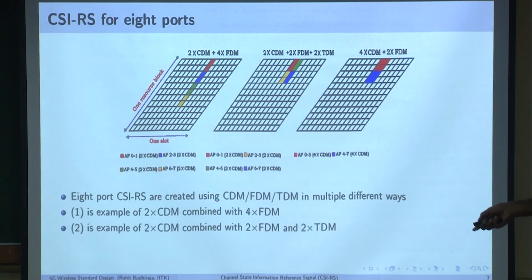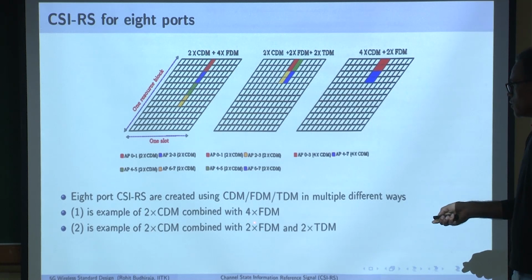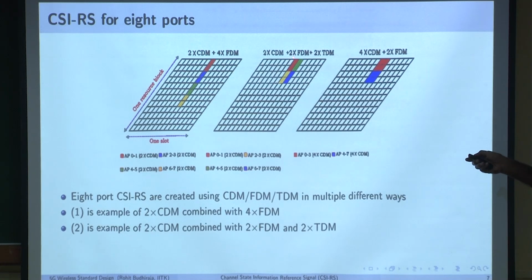Look at the second example: 2 CDM, 2 FDM and 2 TDM. What is happening? 2 CDM, then 2 FDM, and then it is replicated across time, so you are calling it 2 TDM. Is this clear? Okay.